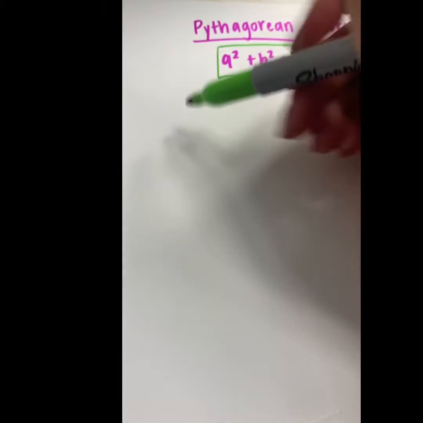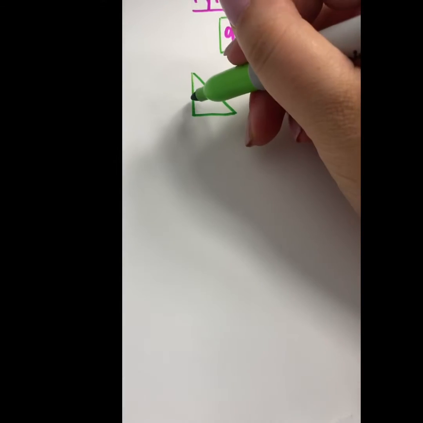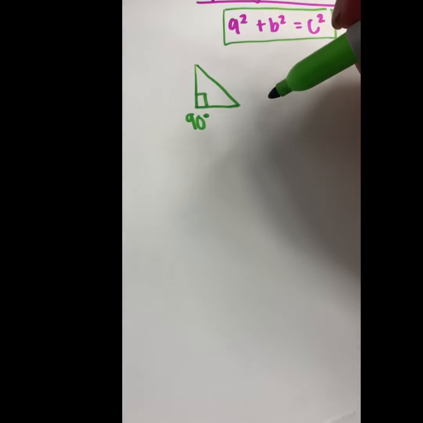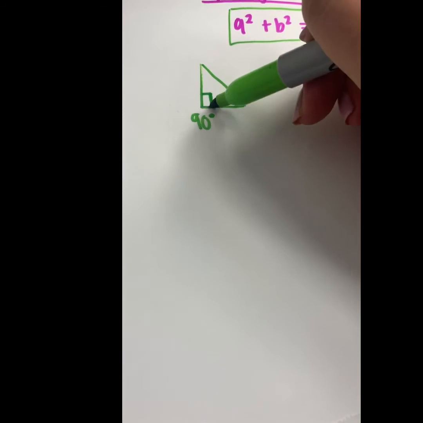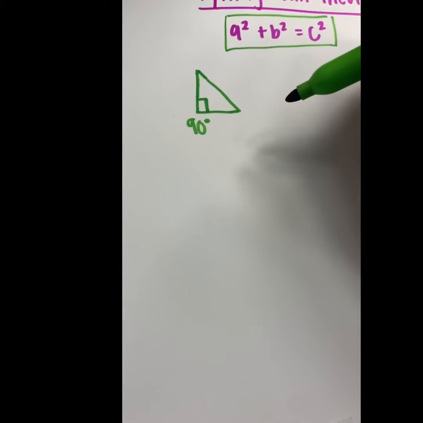So to use this, you need a right triangle. A right triangle is a triangle that has a 90-degree angle. So this angle right here is 90 degrees. This is shown by this little teeny square right there. That tells you that this is going to be a 90-degree angle.